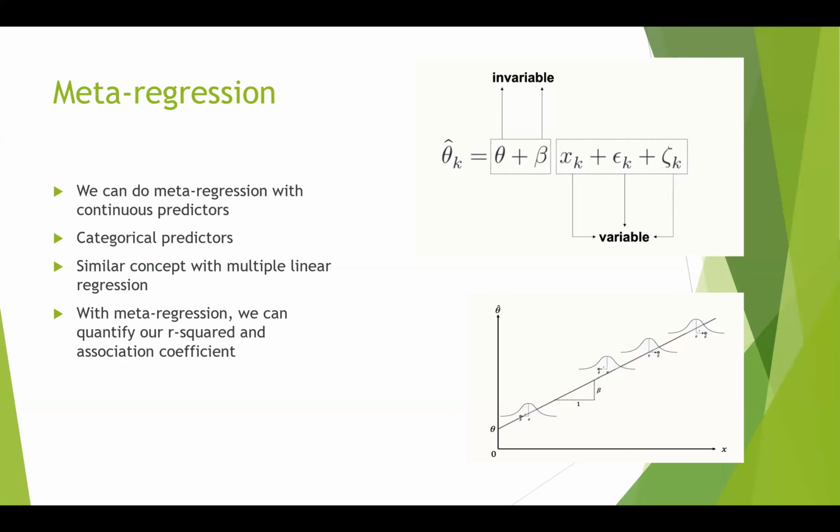And so we are basically burdening theta K with a different source of error, not only from the sample size.